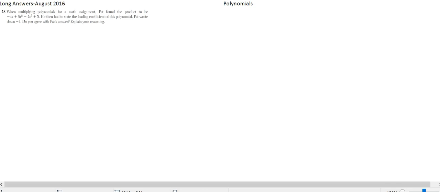This is an actual Regents question from the August 2016 Algebra 1 Regents, question number 28, on the topic of polynomials. The question is asking, when multiplying polynomials for a math assignment, Pat found the product to be negative 4x plus 8x squared minus 3x cubed plus 5. You then have to state the leading coefficient of this polynomial.